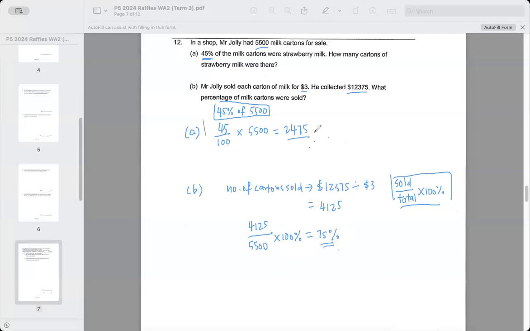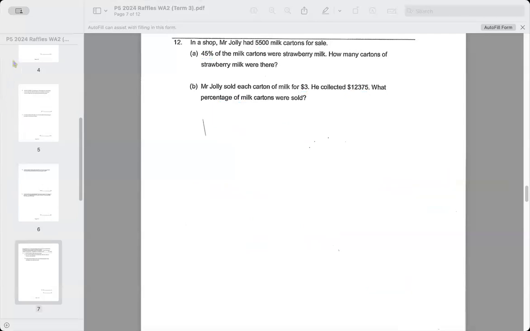So the answer for part A is 2,475. For part B will be 75%. Okay, so once done with this, we can move on to question 13.